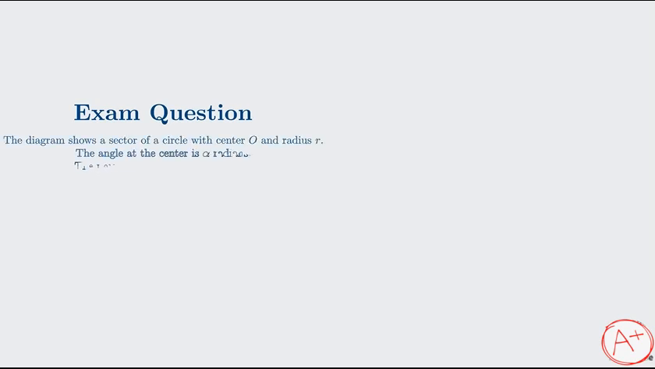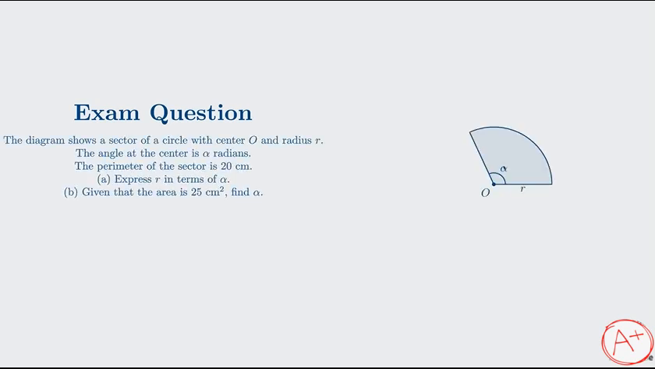The diagram shows a sector of a circle with center O and radius r. The angle at the center is alpha radians. The perimeter of the sector is 20 centimeters. A. Express r in terms of alpha. Given that the area of the sector is 25 square centimeters, find the value of alpha.